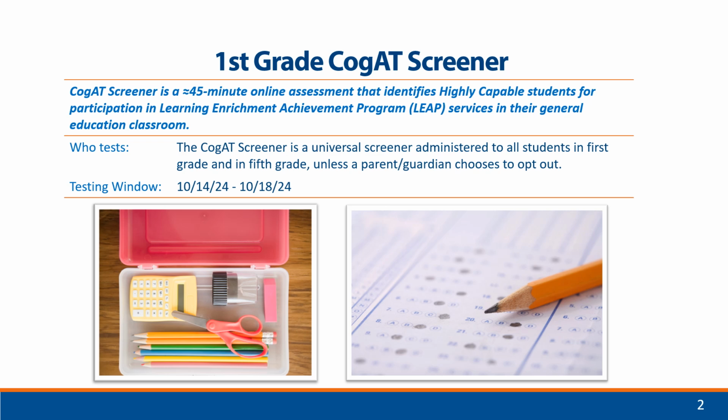Who tests? The CogAT screener is a universal screener administered to all students in first grade and in fifth grade, unless a parent or guardian chooses to opt out. The testing window is October 14th through October 18th. The makeup window is the following week, October 21st through October 25th.